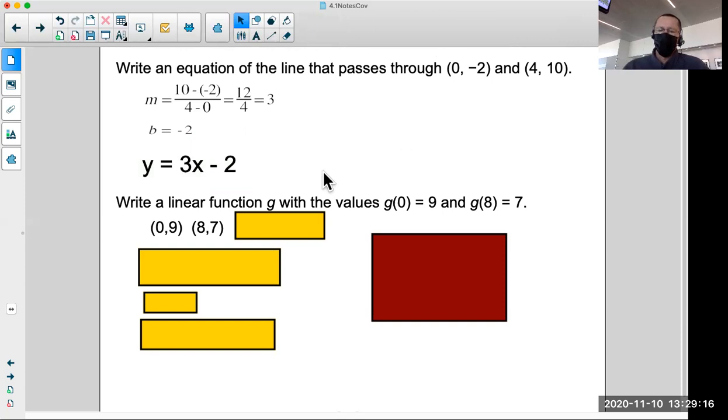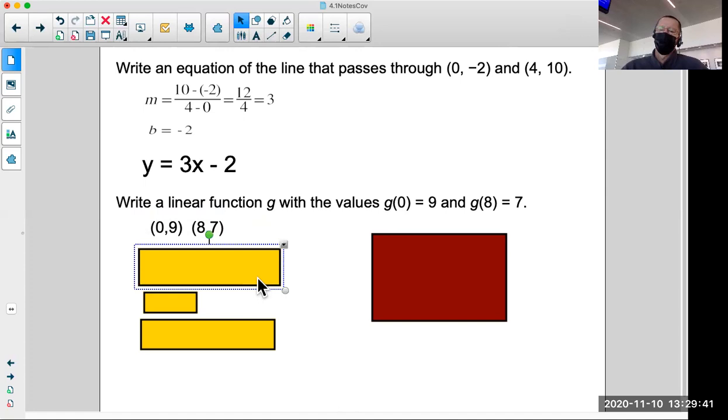So I gave you a little hint on this one. I think this box was supposed to be covered up, but that's okay. Write a linear function g with the values g of 0 equals 9 and g of 8 equals 7. Just remember what that means. It just means that when x is 0, y, or g of x, either way, is 9. So what are our 2 points? 0, 9, 8, 7, and then from there follow the same path here.